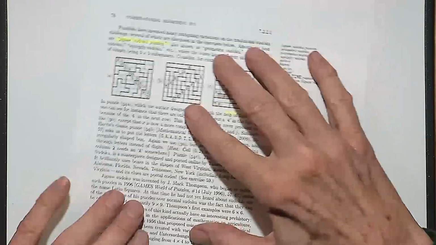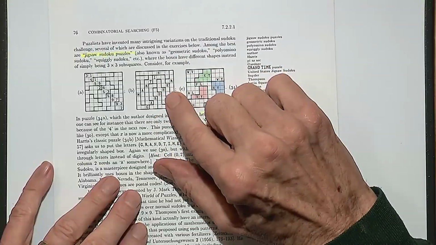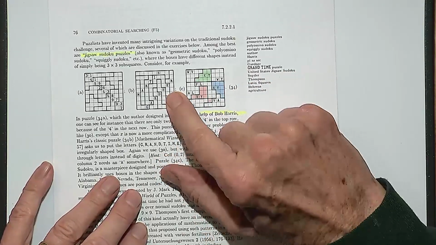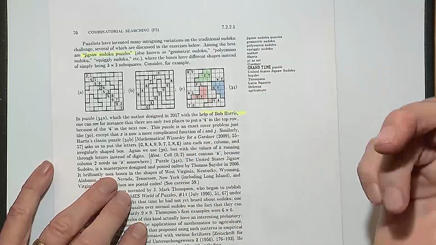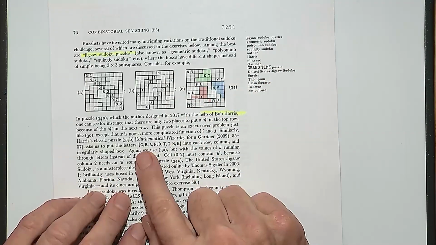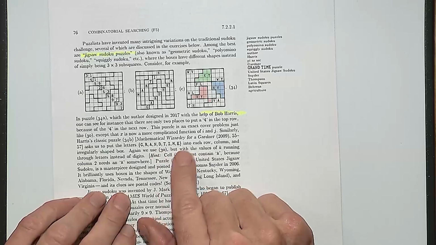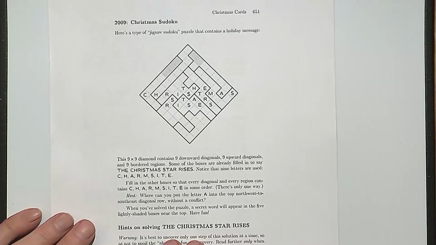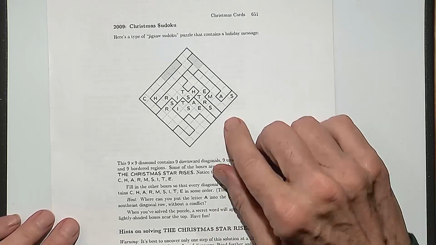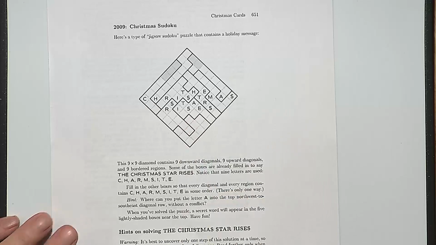wrote, he found this example, which inspired the whole thing. It says Martin Gardner, and it's a jigsaw Sudoku, and it uses only the 9 letters, GRANDTIME, and of course has a unique solution. And when I saw that, I was inspired for my Christmas card 10 years ago to make this, in which the Christmas star rises, and again has a unique solution.